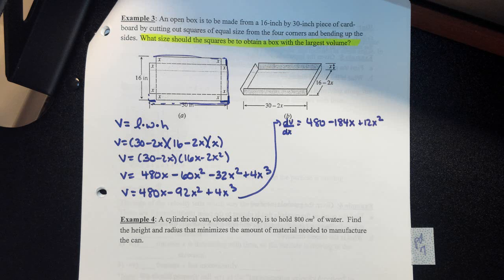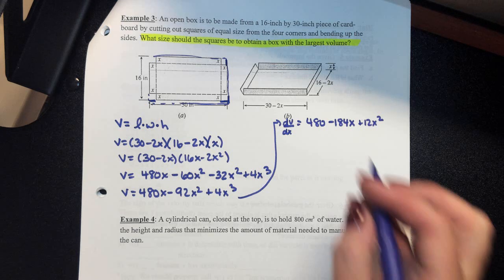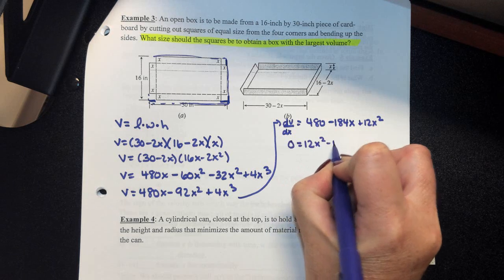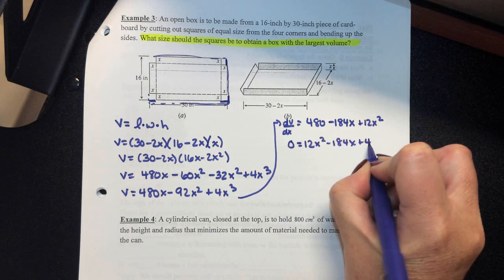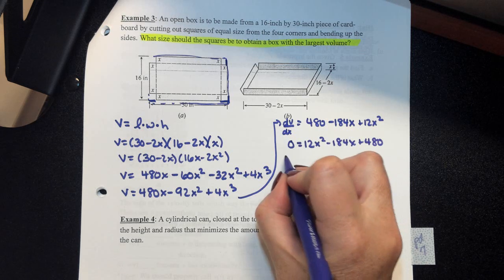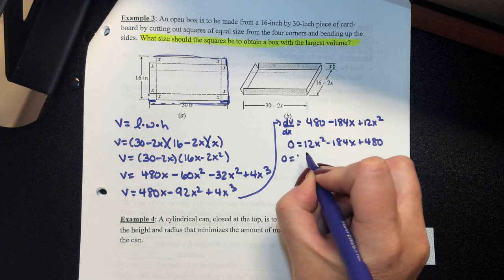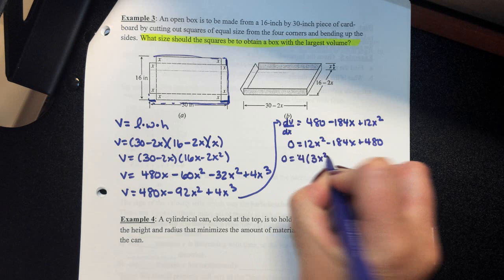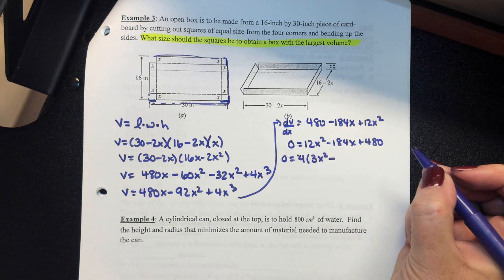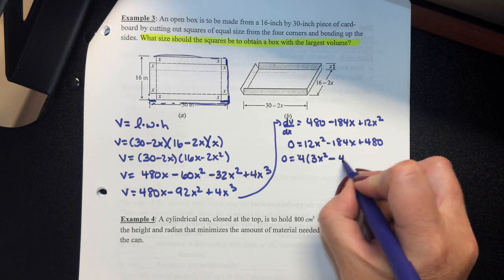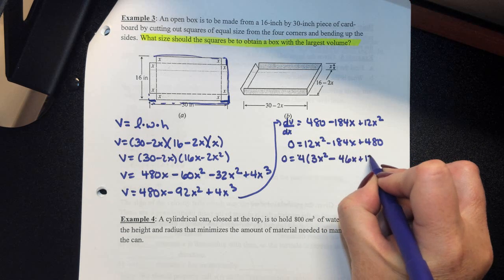So now to find the candidates that will help me figure out what size squares these have to be, I'm going to set this derivative equal to 0. I'm just going to rewrite this as 12x squared minus 184x plus 480. So to factor this, what GCF can I pull out? I can pull out a 4. That's going to give me 3x squared minus 184 divided by 4, which is 46x, and then plus 120.